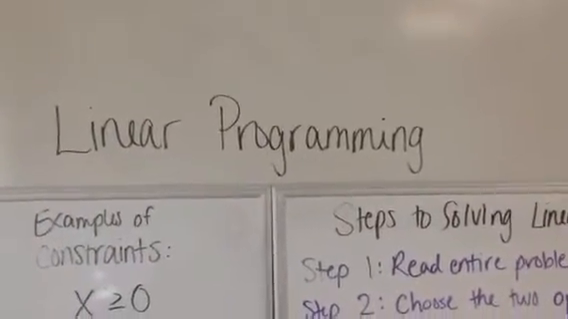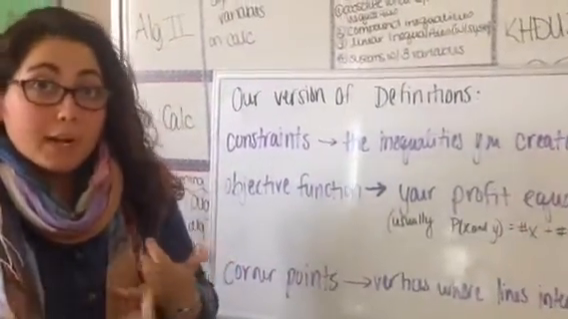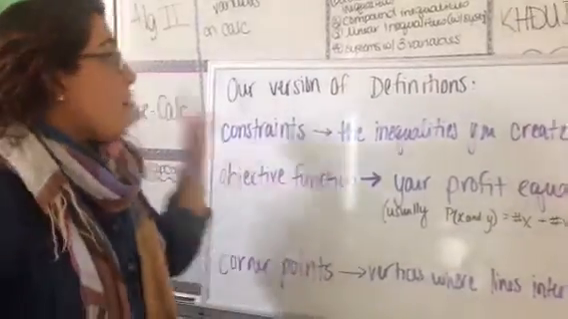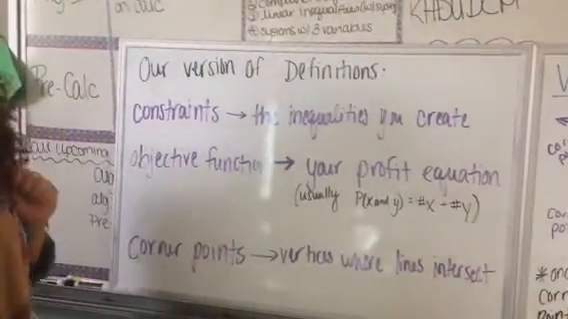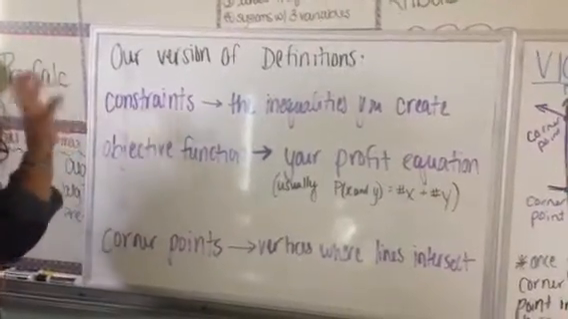So we're going to be talking about linear programming. It's a combination of graphing linear inequalities. It's a combination of writing linear inequalities. And as far as our definitions go, we have constraints. Constraints are the inequalities that you create.